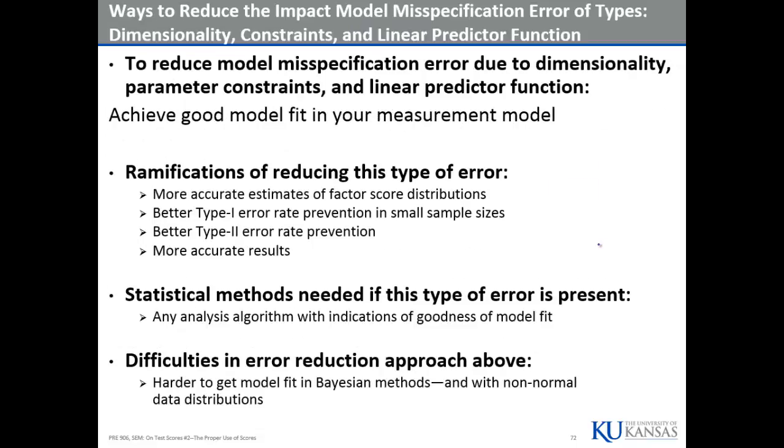Okay. The next set is the part of distribution model misspecification error. The first three types: dimensionality, constraints, and linear prediction function. So this is when we're saying if you're using a sum score, those are maybe sources of error. They're not sources of error if you can get your model to fit in your measurement model. So you get good model fit. We all know how to do model fit.